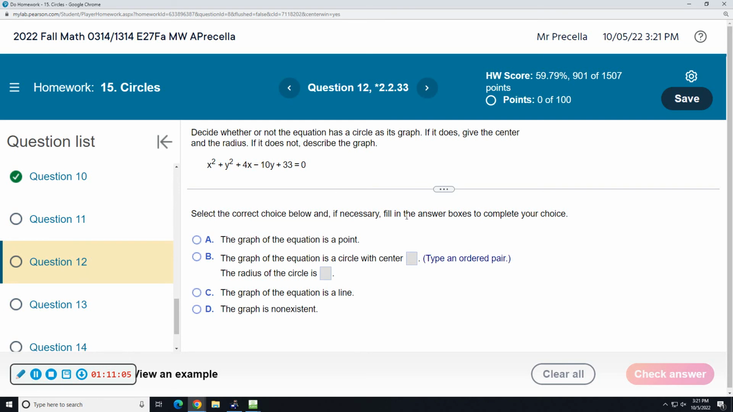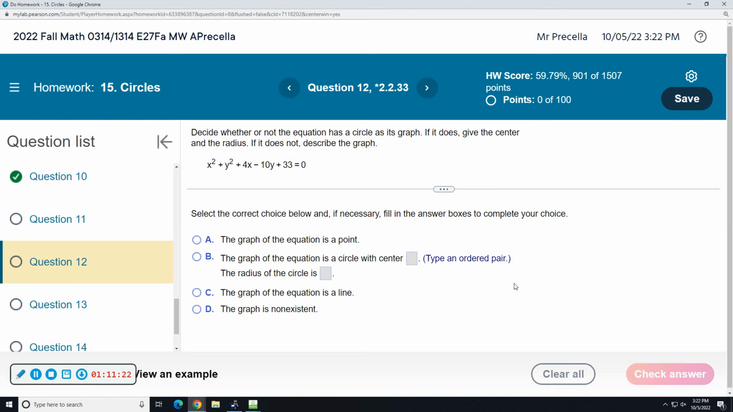But there's all these words here and all these things, you know. Oh, wow. Let's look at that. Let me write down the problem. Decide whether or not the equation has a circle as its graph. If it does, give the center and radius. If it doesn't, describe the graph.